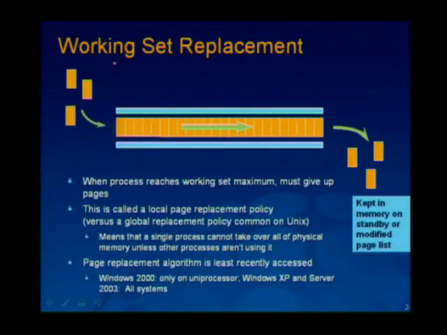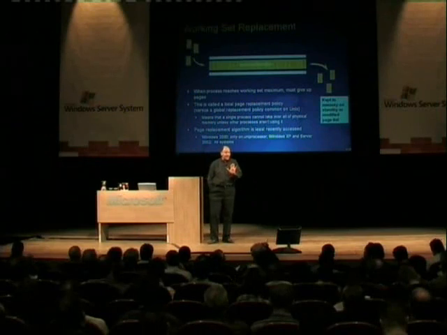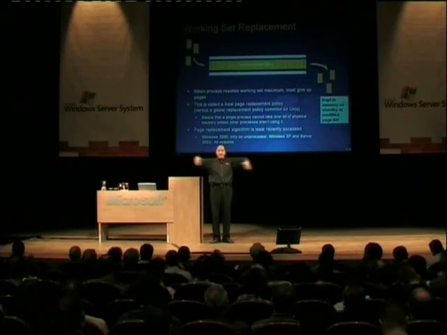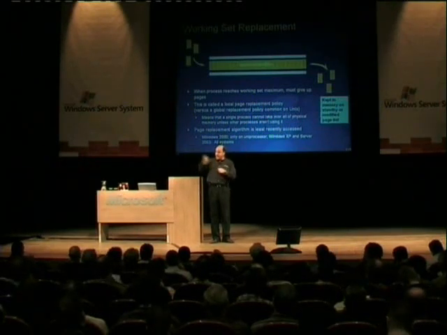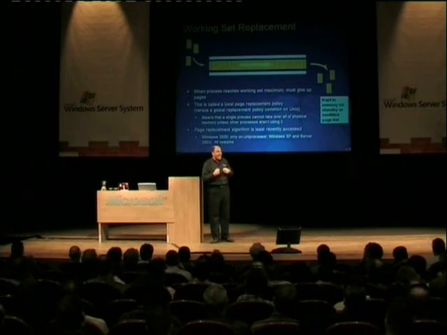So when a process reaches its working set maximum, and again, who decides that? The memory manager. A process has reached its physical maximum, but it still wants more. The memory manager takes away. Now, which pages does it take away from a process? It takes away the oldest pages, or the ones that have been accessed longest ago. Windows implements a least recently accessed algorithm to take pages away.